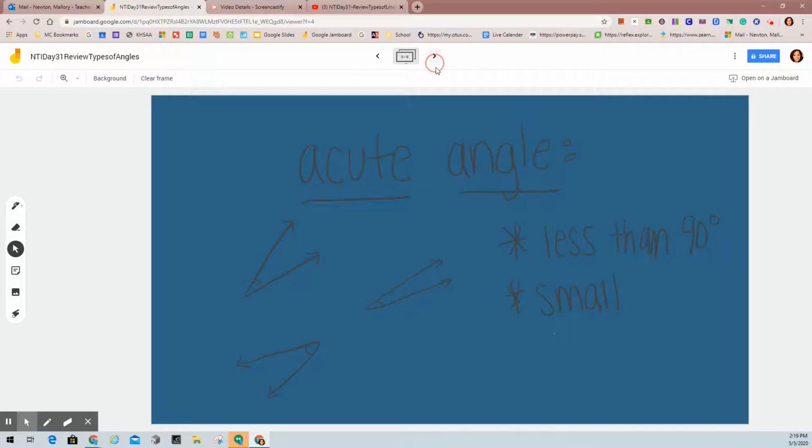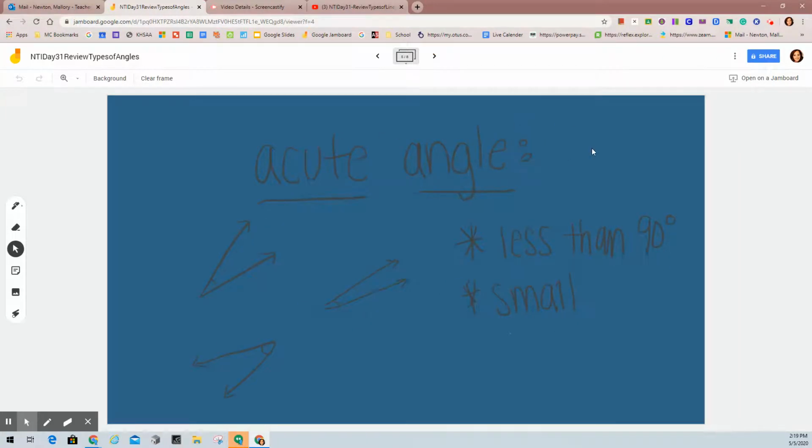All right, the next type of angle that we're going to look at is an acute angle. Acute angles are super cute. They're tiny. They are less than 90 degrees. They're the smallest angle that you're going to look at. So let's look at some different shapes that have acute angles. The triangle has acute angles. It has 3 acute angles, in fact.